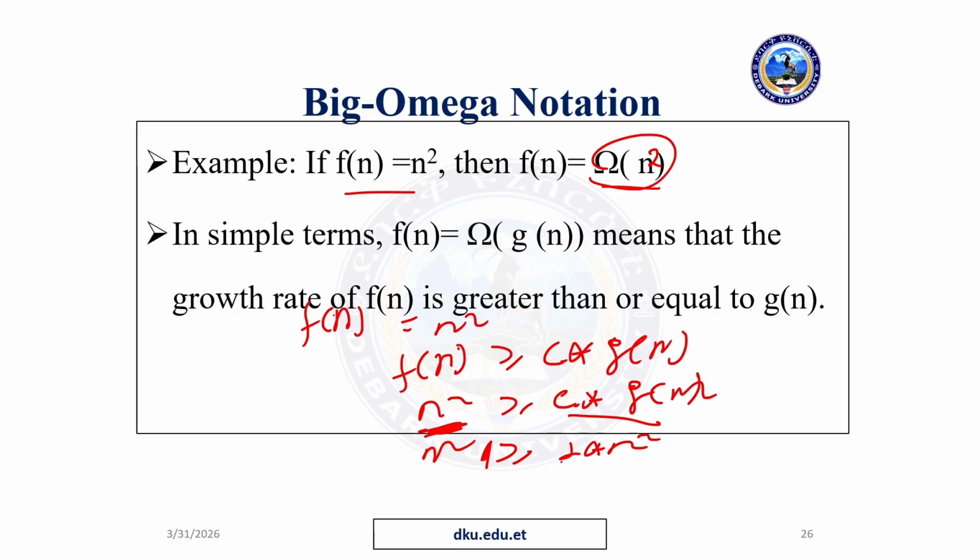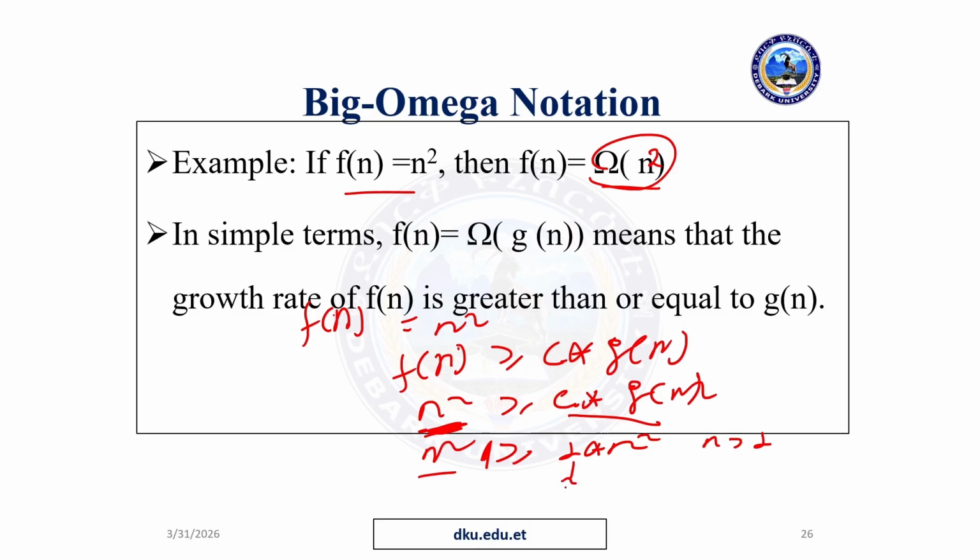So n square is greater or equal to 1 times n square. This one is when the value of n is 1. When the value of n is 1, n square is greater or equal to 1 times n square. That is true. So this will be the possible answer.